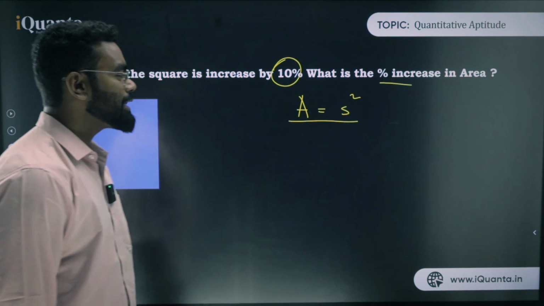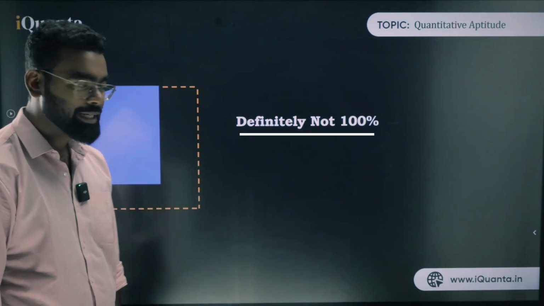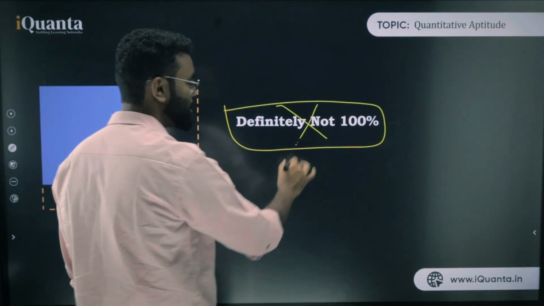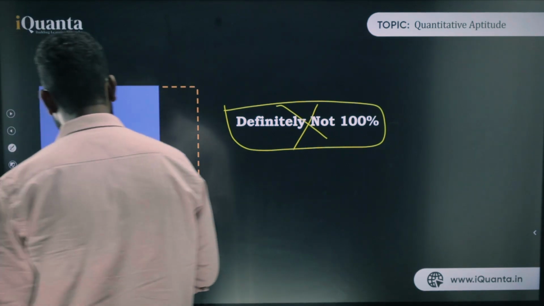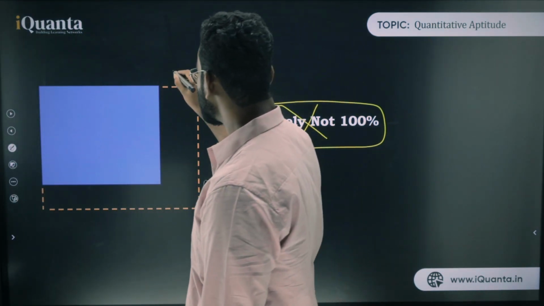Now some of you can think like the answer can be 100%. Yes, but the answer is not 100%. It is definitely not 100%. Now why is it not exactly 100%? Now you need to see this diagram. Let's say, think about it. 100% is double. Now let's say this side is increased by 10%.